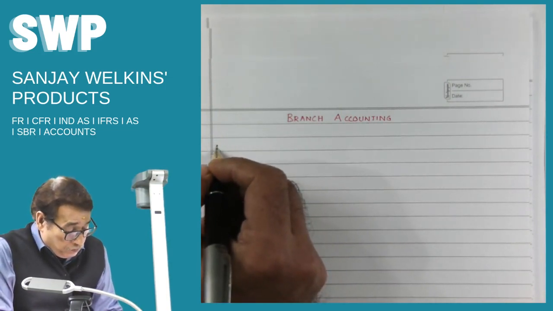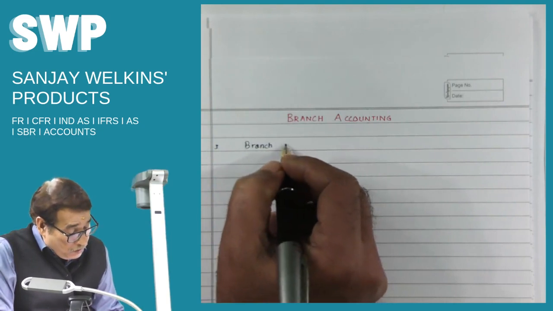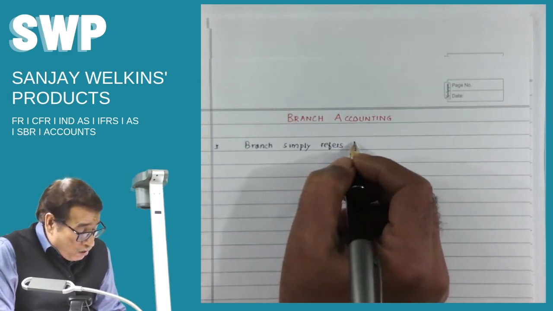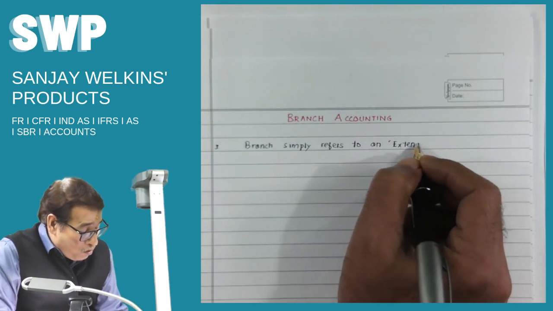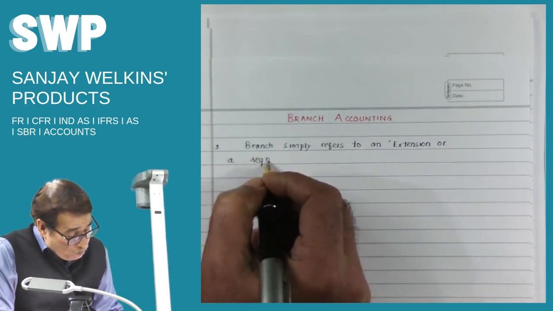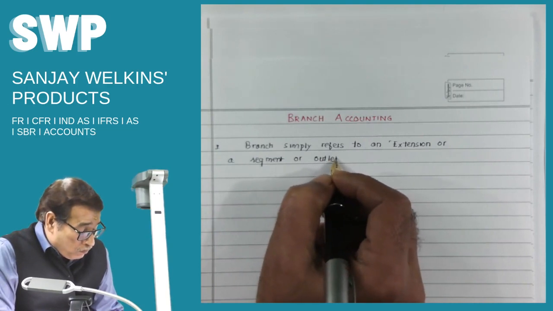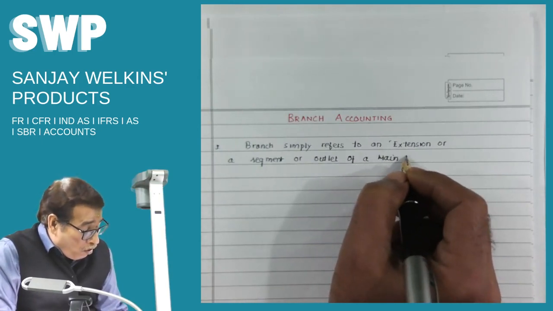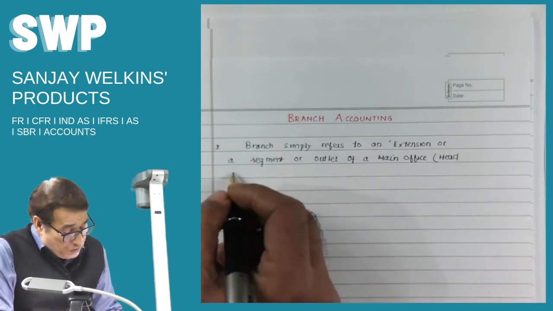Point number one, branch simply refers to an extension or a segment or an outlet of a main office, in brackets head office. Here main office stands for head office.